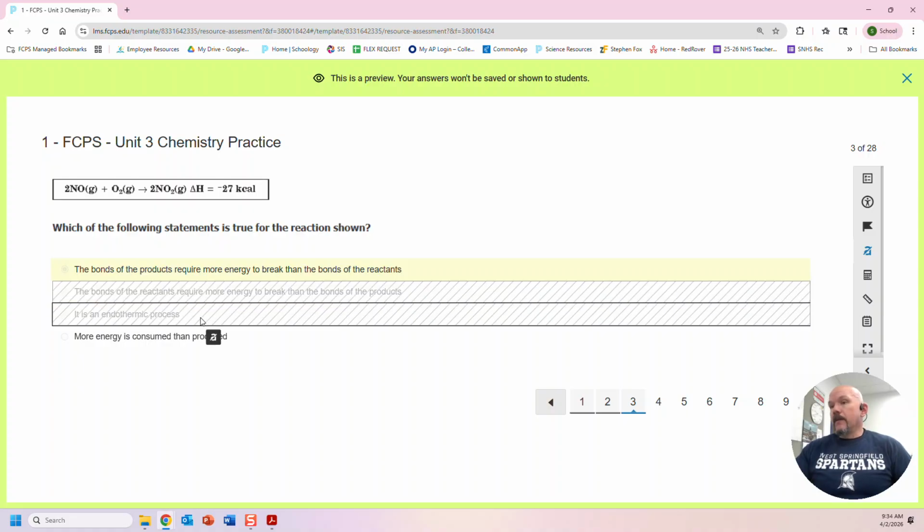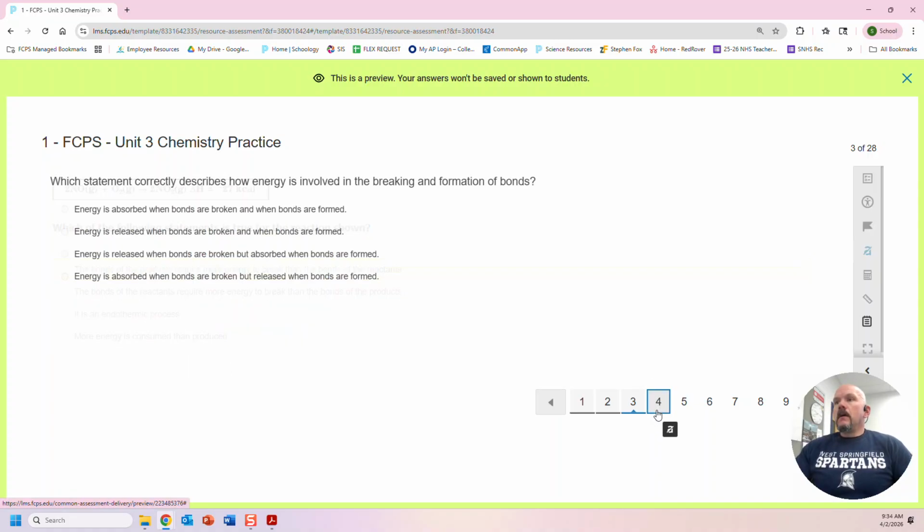Nope, we know it's exothermic, so we know it's not that. More energy is conserved? No, a negative energy value means energy was released, not absorbed. Consumed means absorbed; produced or released means more energy was released, right?